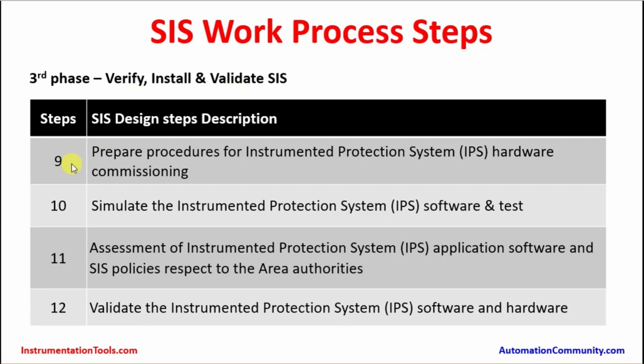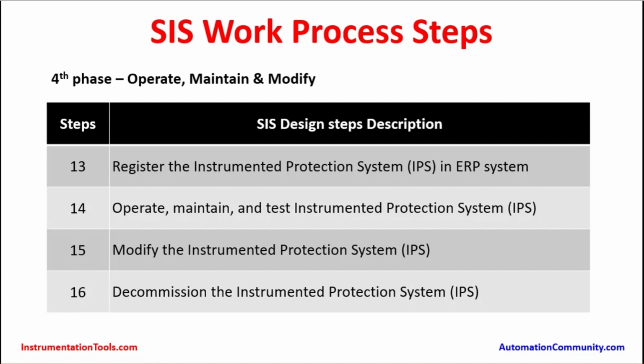Step number 9 is to prepare procedures for instrumented protection system hardware commissioning. And 10 is to simulate the instrumented protection system software and test. Step number 11 is the assessment of instrumented protection system application software and SIS policies with respect to the area authorities. And number 12 is to validate the instrumented protection system software and hardware. These are the 4 different steps involved in the third phase.